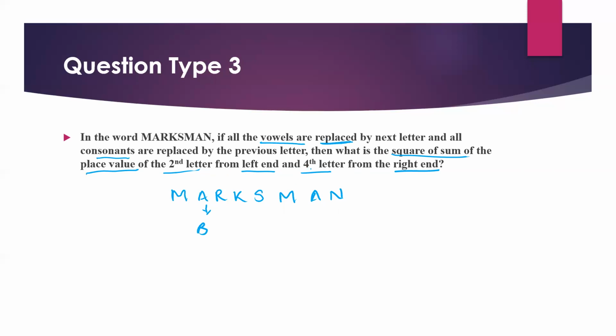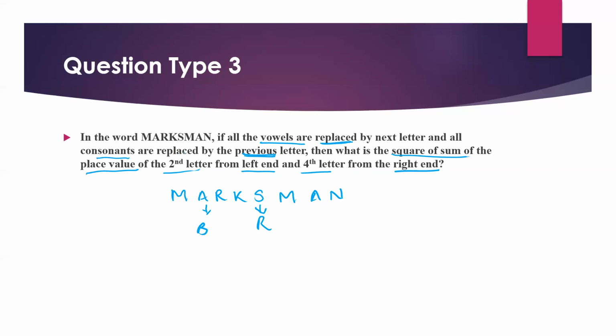Okay. We did the second letter from the left hand, we fulfilled this criteria. And what is the next one it is asking? The fourth letter from the right hand. So from the right hand, what is the fourth letter? 1, 2, 3, 4. S is the fourth letter, correct? So S is a consonant. How do we replace the consonant? By the previous letter. So what is the previous letter of S? R. So we write R here.